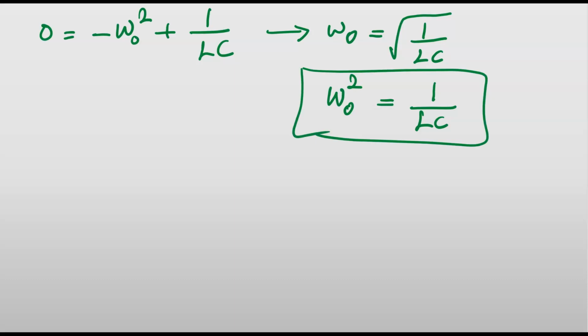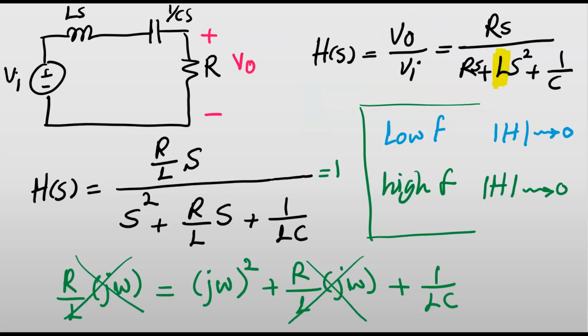Now, I just showed you how to find omega naught, but from now on, you can find it from the transfer function directly. Your omega naught squared is basically the constant that you have in the denominator. So remember that if you make sure your transfer function is in its standard form, then you can use its constant in the denominator as omega naught squared.